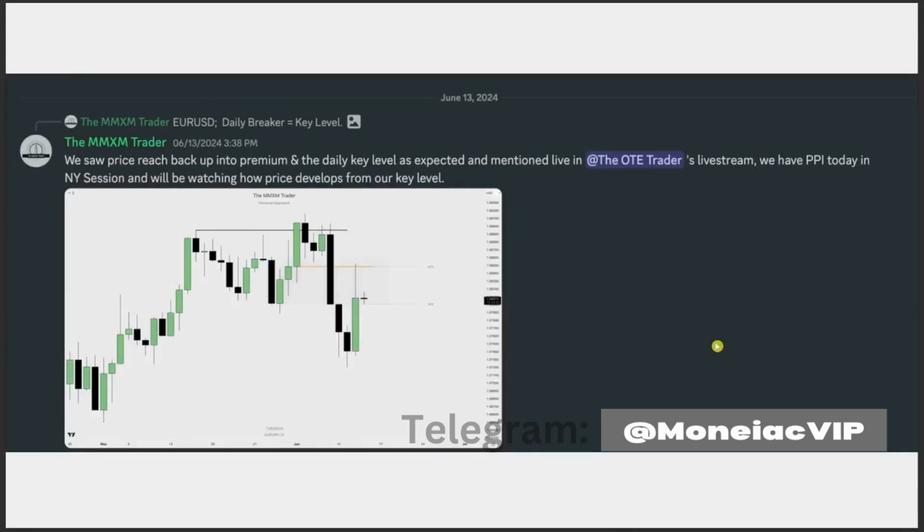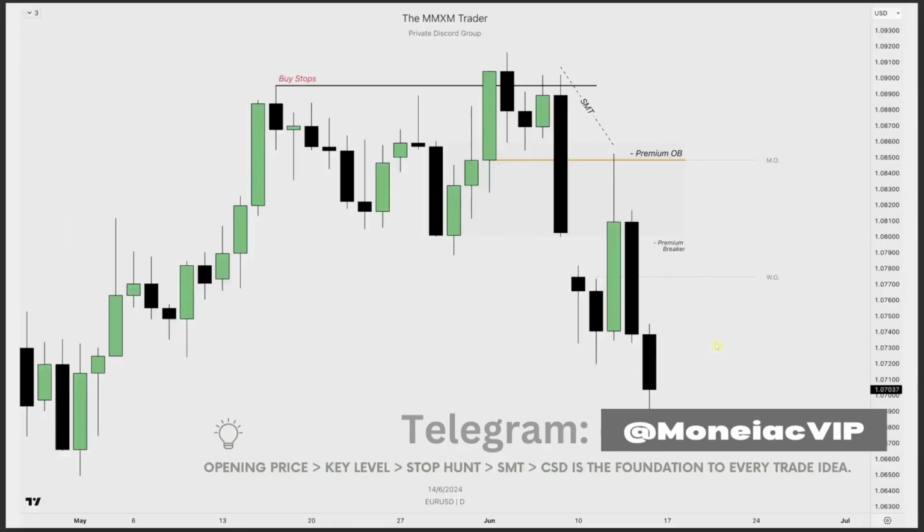Another slide here of the Discord, the call out, right? We called out the daily breaker, that is the key level. We want to see price go down from here, right? Just like I outlined in the previous slide, we need to have a key level, and price eventually went lower from this area, obviously.